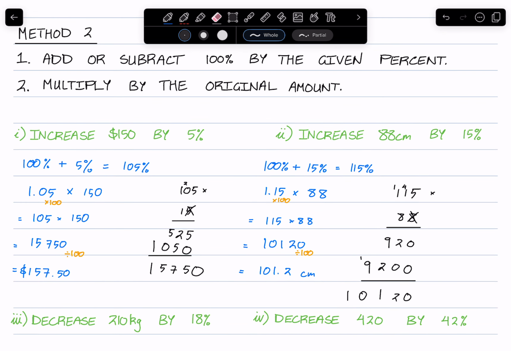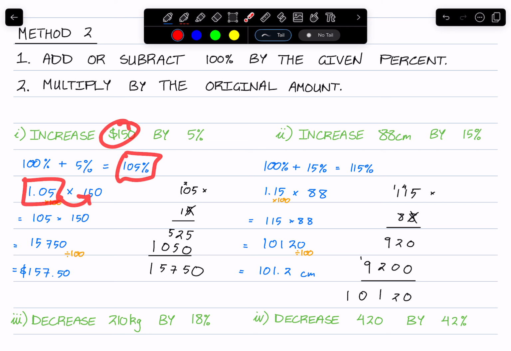So notice how we are adding or subtracting, and we'll do this in the next video. We are adding the 5% or the increasing amount to 100, and it is that amount that we multiply the original amount by to find the increased amount.